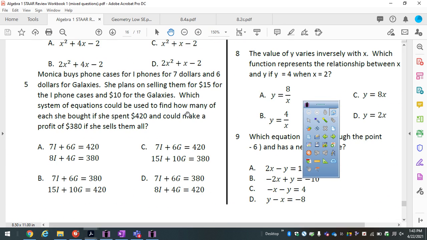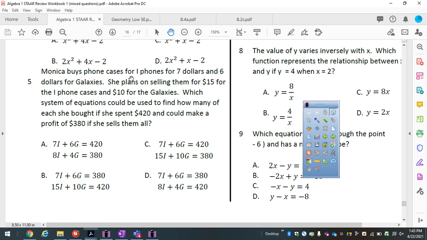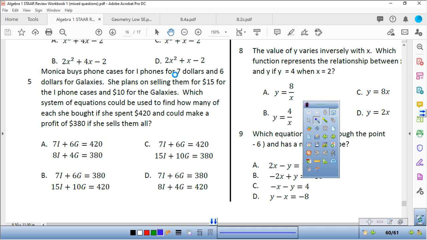Okay, so let's look at this one real quick. Monica buys phone cases for iPhones for $7 and $6 for Galaxies. Okay, get it. So she plans on selling them for $15 for the iPhone cases and $10 for the Galaxy cases. Which systems could be used to find how many of each she bought if she spent $420 and could make a profit of $380.